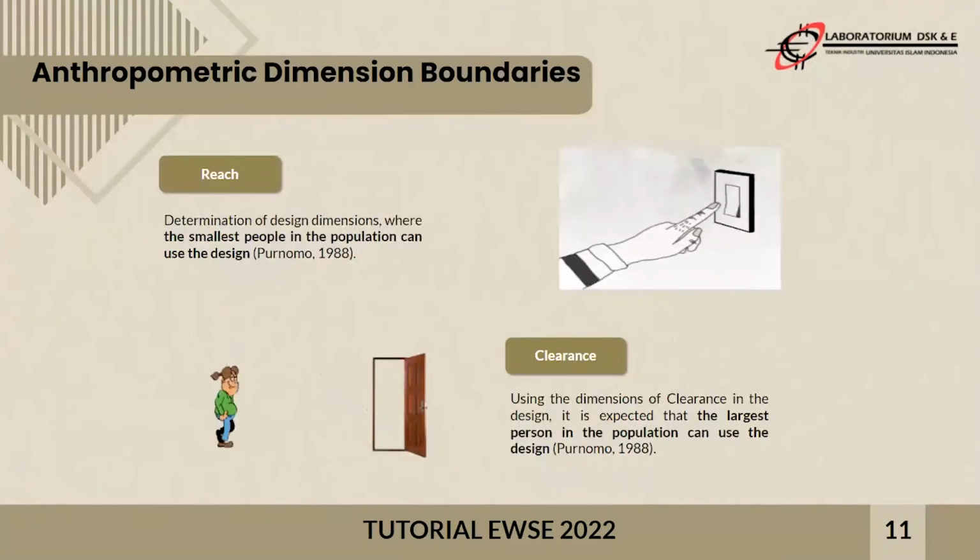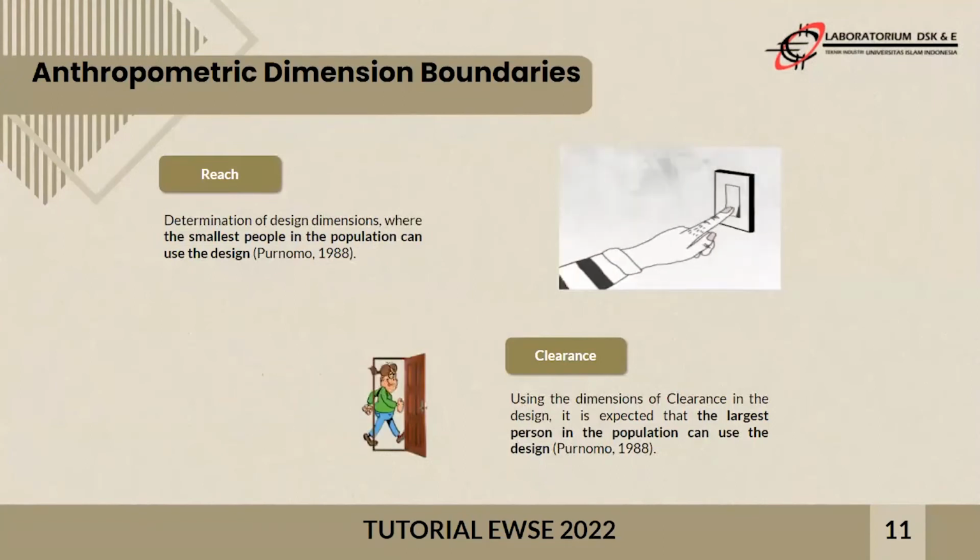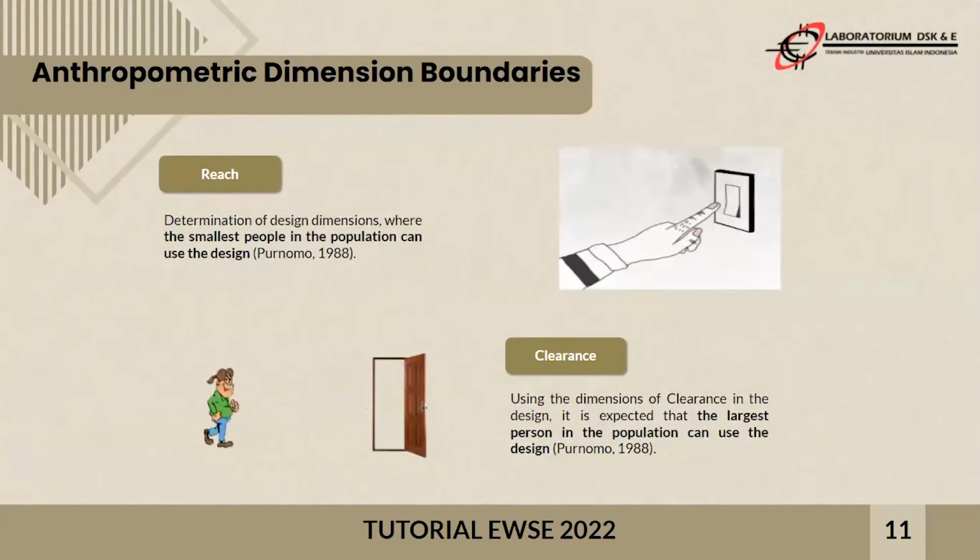Next is anthropometric dimension limit. There are limitations of anthropometric. Number one is range dimension. Determination of dimension of design, where the smallest person in the population can use the design, by Perdomo 1988. Here, when we do the design, we will use the smallest person. For example, when we design a switch, we have to pay attention to the person with the smallest body size, who might not reach the switch we design.